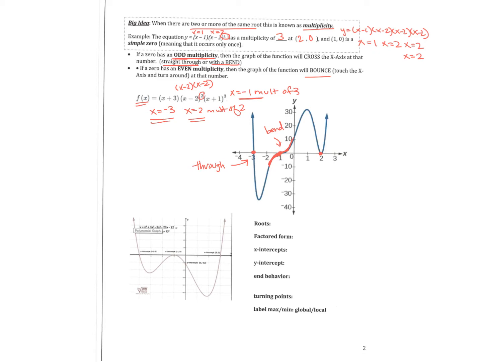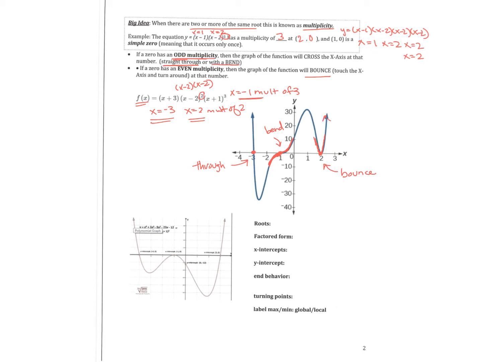And then let's look at what happens at our 0 of 2. This is what we mean by bounce. So at 2, it had a multiplicity of 2. And when I have even multiplicity, my graph will approach the x-axis, then it touches that 0, and then it bounces back the same direction.